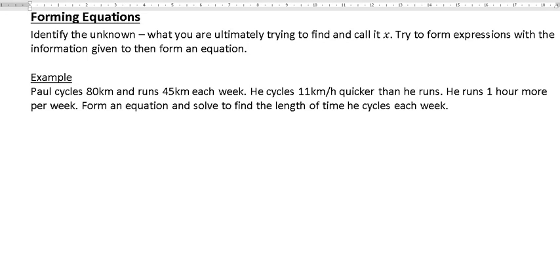Okay, we're going to look in this video about forming equations, first of all. To do this, you want to identify the unknown, so what you're trying to find, and call it x, and try to form expressions with the information given to then form an equation.